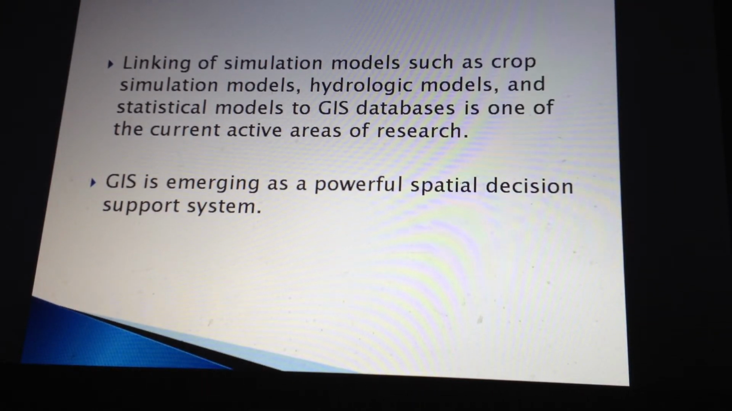Linkage of simulation models such as crop simulation models, hydrologic models, and statistical models to GIS databases is one of the current active areas of research. GIS is emerging as a powerful spatial decision support system.